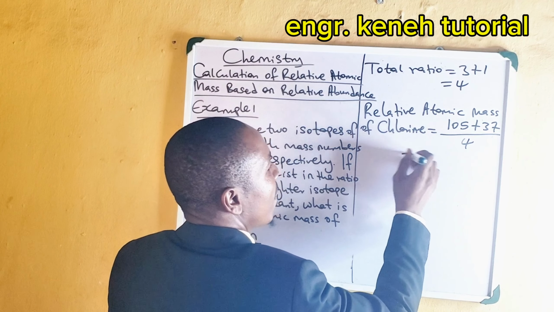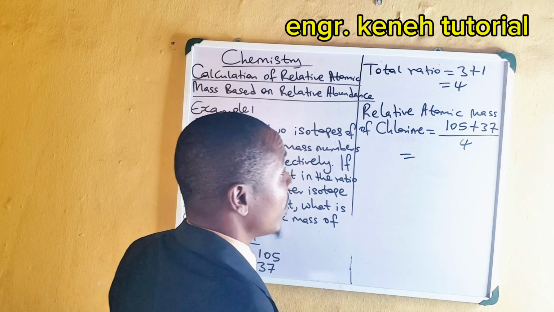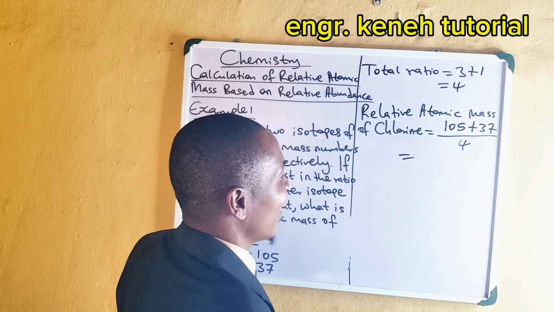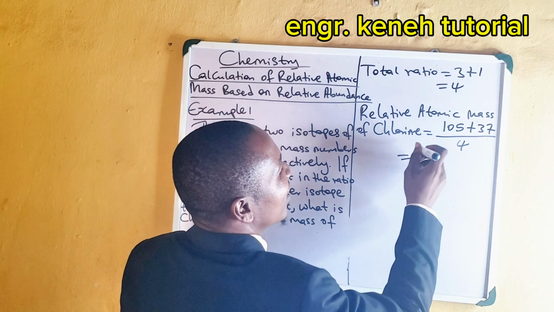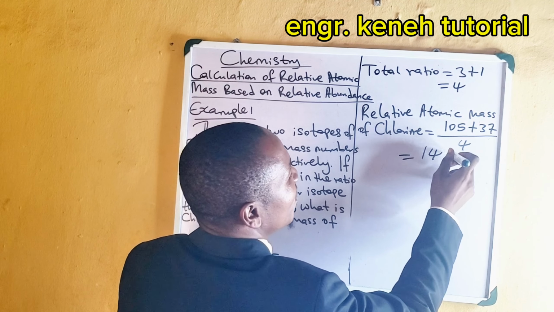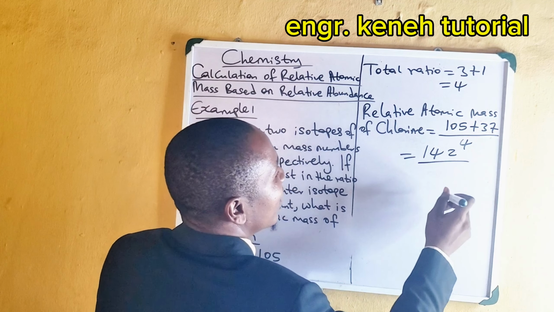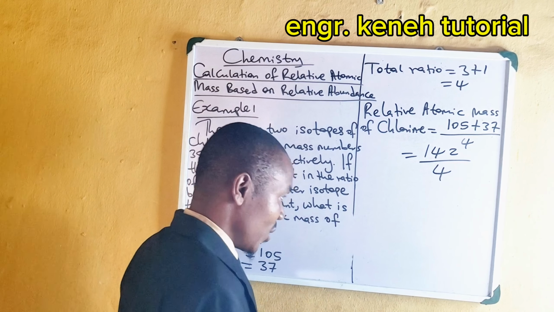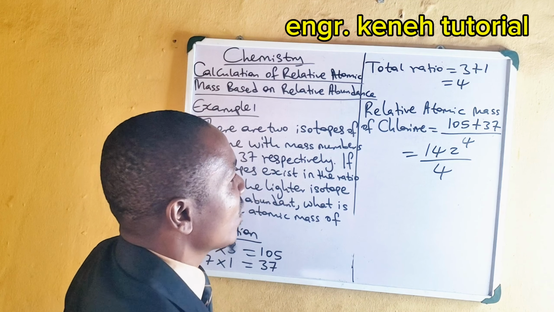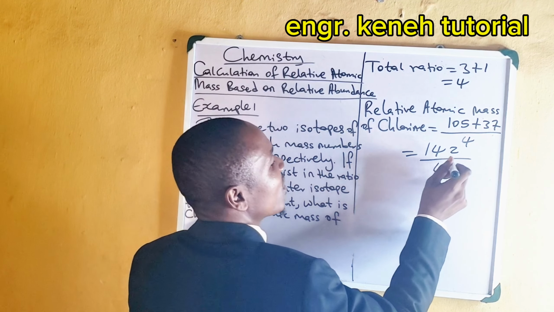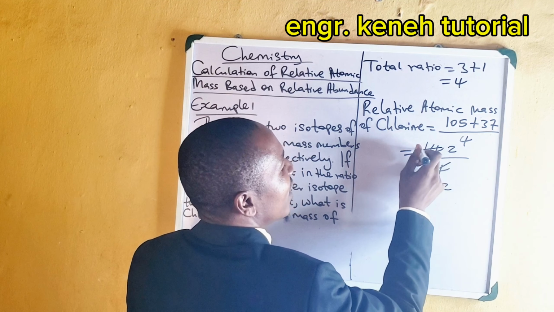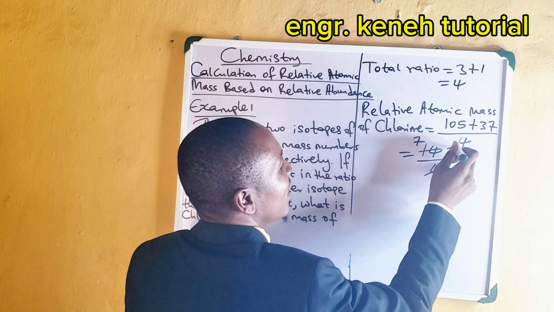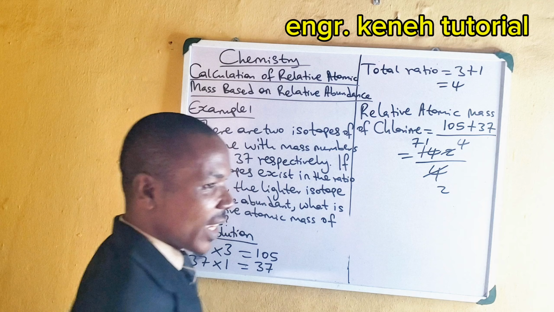Can you see that? All right, so I will say 105 plus 37. It will give me 142. Can you see that? It will give me 142. Can you see that? All right, so what do we do? 2 can divide. When 2 divides this, it will give me 2. Dividing this, it will give me 7. Dividing this, it will give me 1. Can you see that?